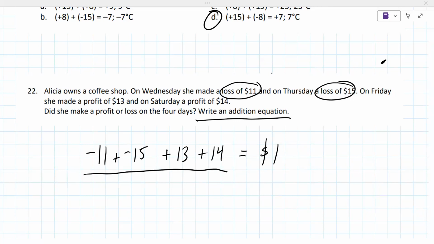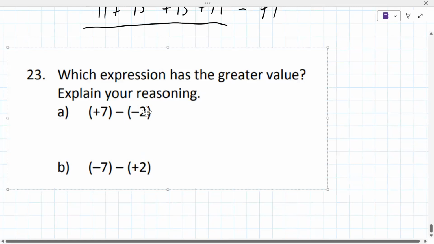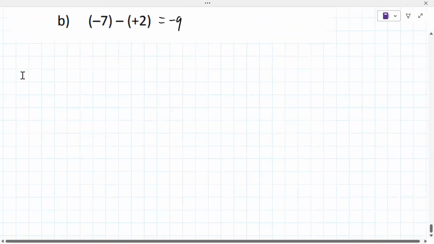Let me see what else here. Right, so I want you to give me the value of each of these and then tell me which one is greater and why. Yeah, that would be good. It would be A because A would equal positive 9, while B would equal negative 9. All right, it's good here.